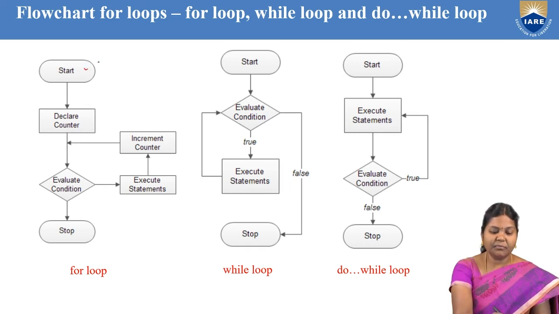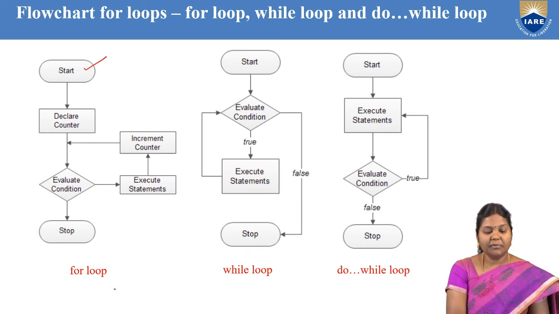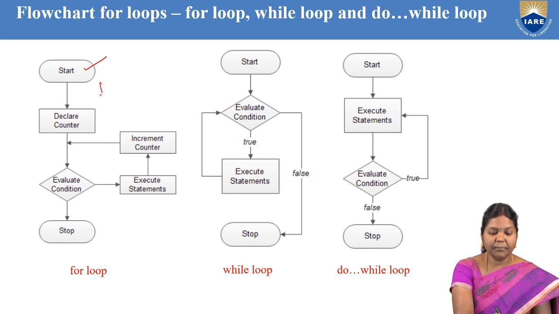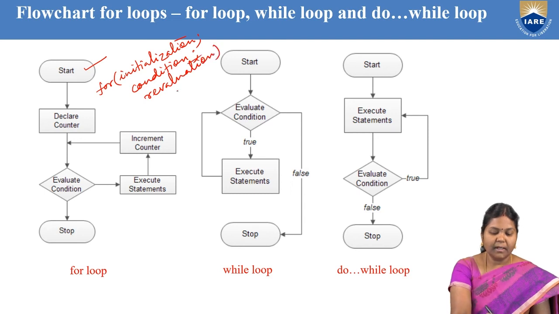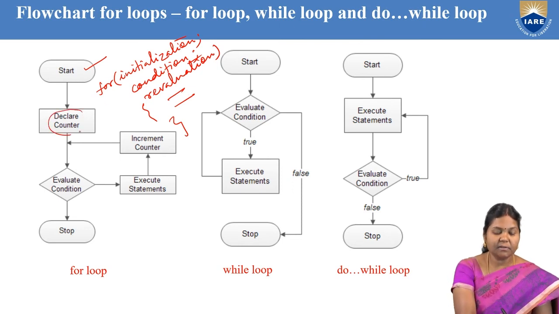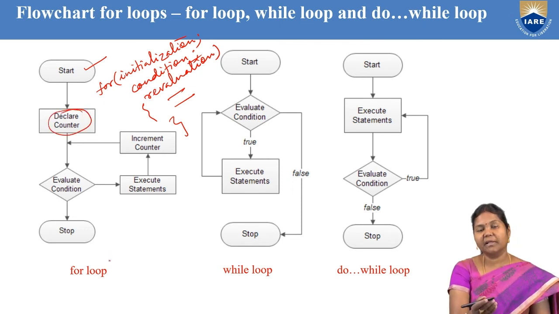So you can see here for the for loop, first the start, then the for loop has 3 parts. One is called initialization. Second part is called the condition. And third part is called reevaluation. And then you will have the body of the loop. Now, coming to this, first we are doing initialization. Suppose here we are declaring some counter or some variable with some value. So this is called initialization.